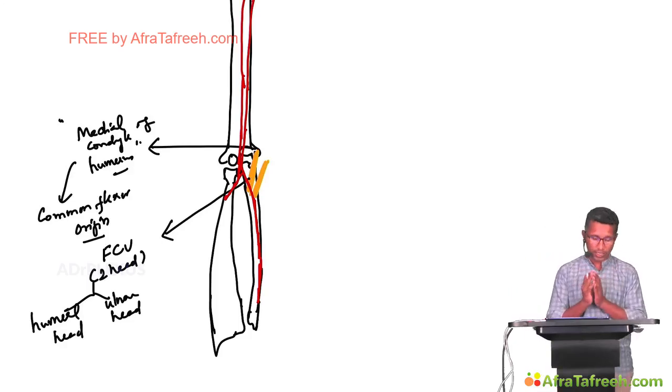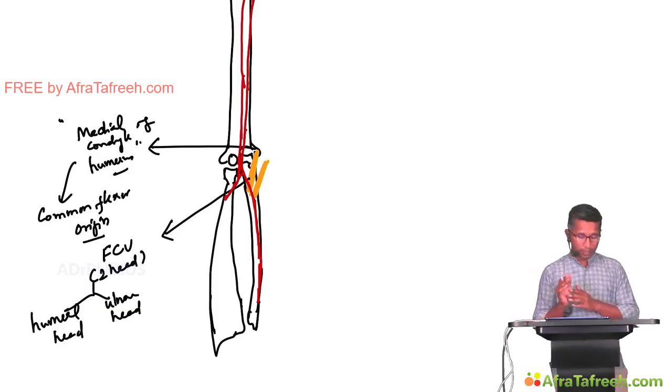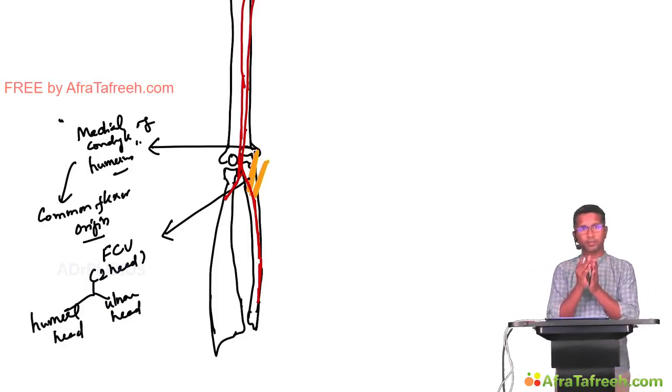We will discuss this artery in detail when we come to the arteries of the upper and lower limb. So here there is an artery running on the medial aspect of the forearm, that is the ulnar artery.